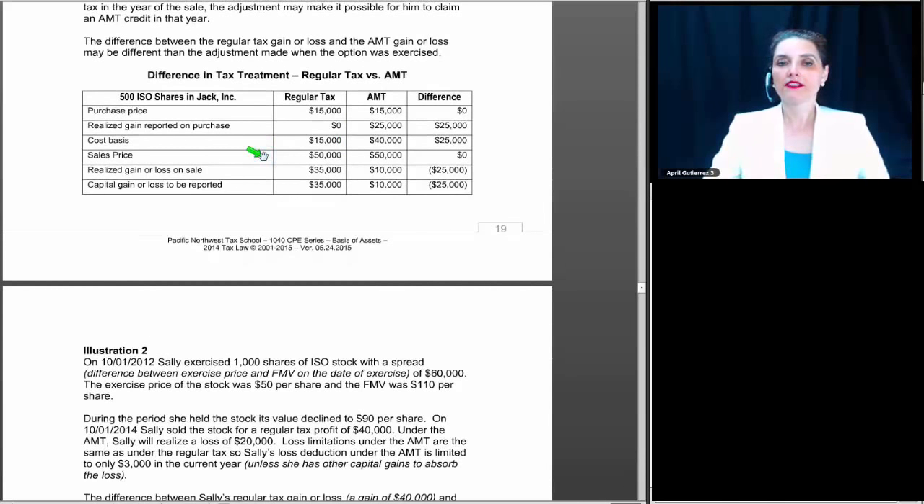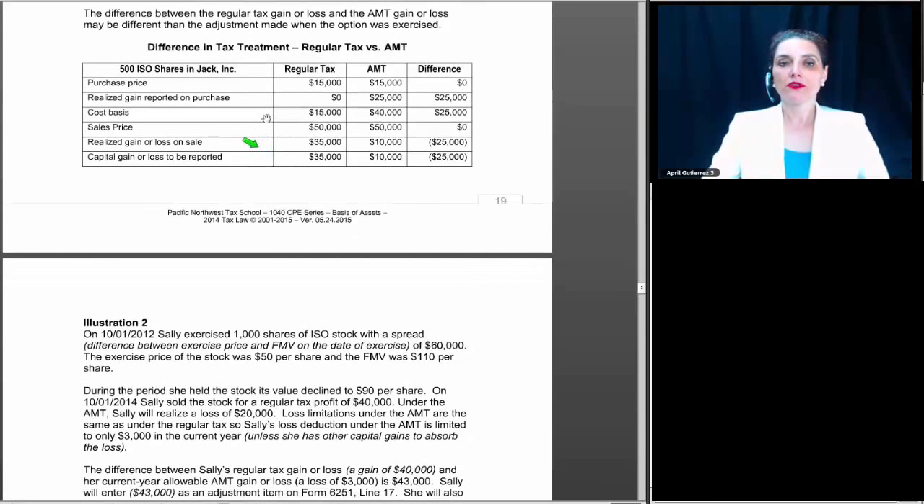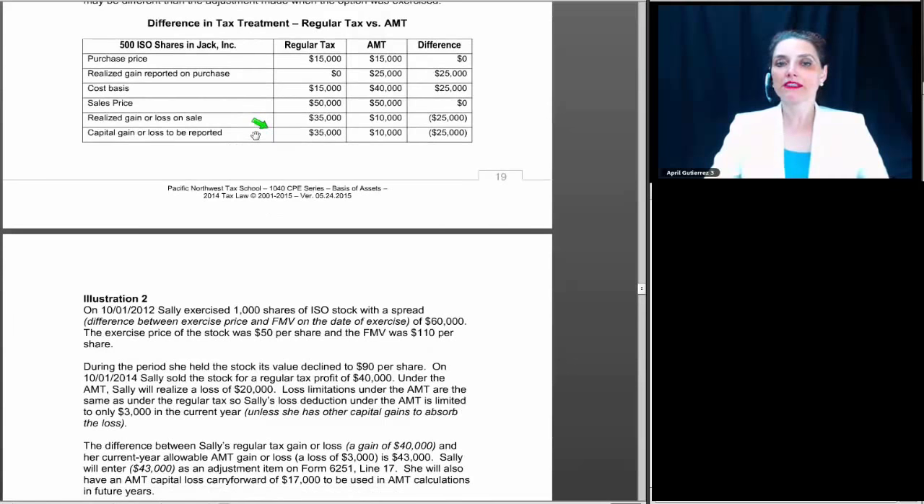Now, in the year he sells under both the regular tax and the alternative minimum tax, the selling price is the same, $50,000. He then looks to see what his profit is. Well, if you take $15,000 from $50,000, the difference in those numbers is $35,000. So under the regular tax, he has a profit of $35,000. But under the alternative minimum tax, you're going to subtract $40,000 from $50,000, and you're left with a profit of $10,000. So the capital gain or loss to be reported in Billy's case is going to be $35,000 under the regular tax and only $10,000 under the AMT. And this $25,000 difference you see here will be an adjustment item carried to Form 6251.